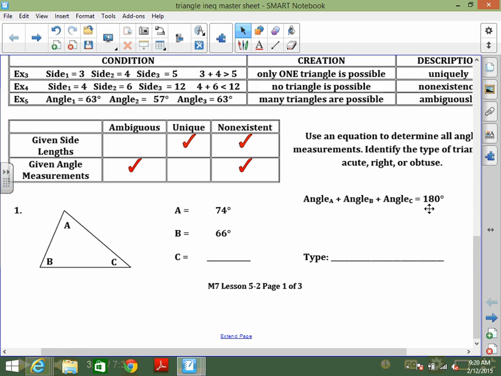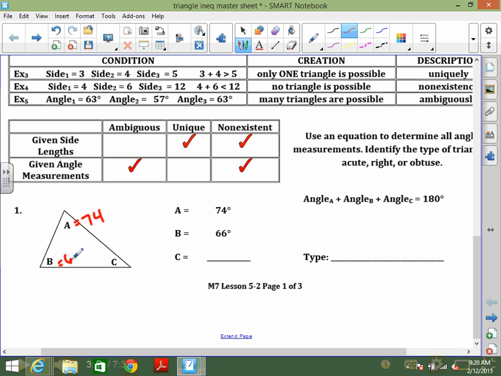We have triangle ABC. They tell us that angle A is 74, angle B is 66. They want us to find angle C. We don't know what it is. How do we solve for angle C? What do we need to do? You're exactly right. So we're going to add up 74 and 66. Everyone should be doing that because you have a calculator. What does that give you when you add those together?